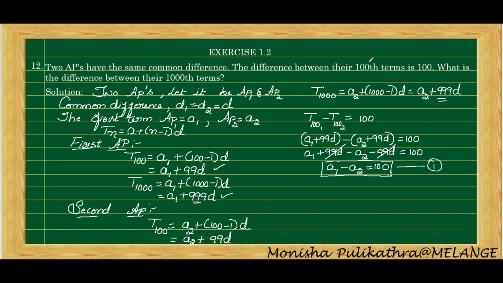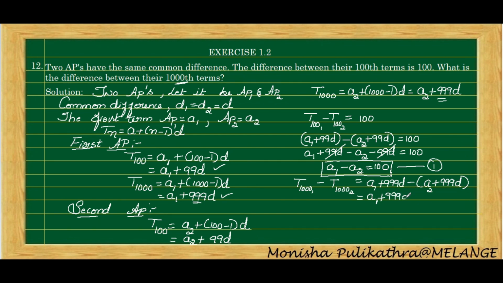Next we need to find out the difference between the 1000th terms. So we need to find the 1000th term of the first AP minus the 1000th term of the second AP. Here the 1000th term of the first AP will be A1 plus 999D minus, when minus comes you need to put a bracket here, for AP2 it will be A2 plus 999D, right? So again take it out of the bracket, so it will become 999D.